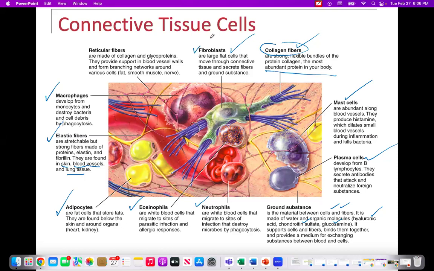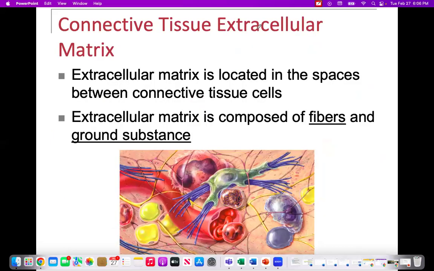Fibroblasts are really important for healing and regenerating the tissue. They all work together synergistically. The ECM, that extracellular matrix, that's the stuff that's located between the connective tissue and the cells. And we know it's made up of fibers and the ground substance.